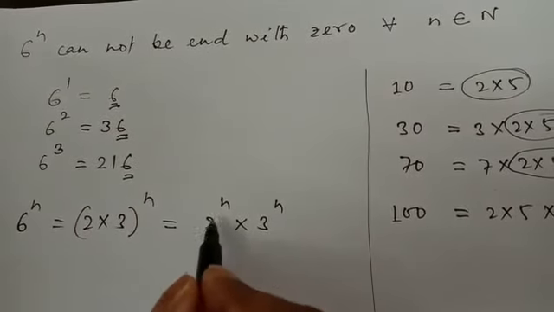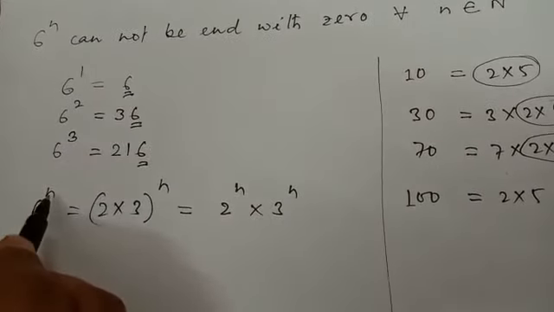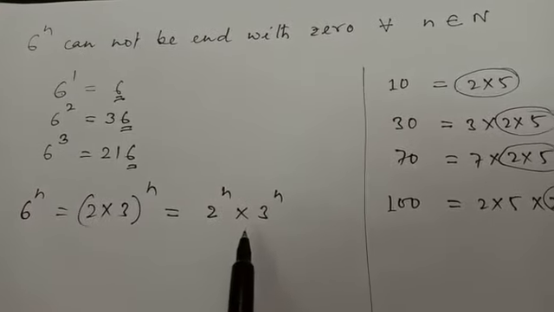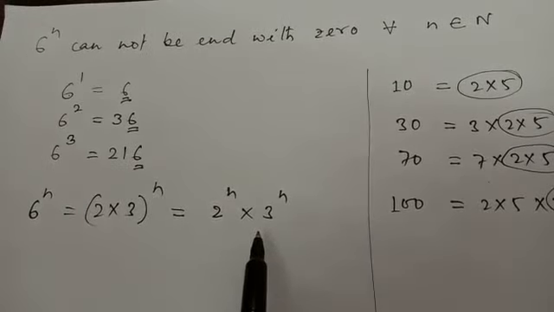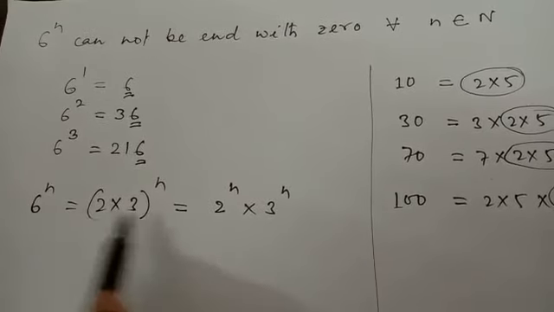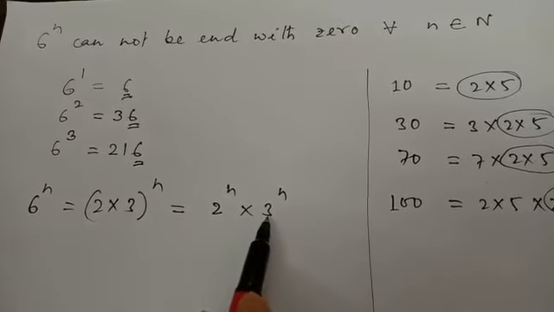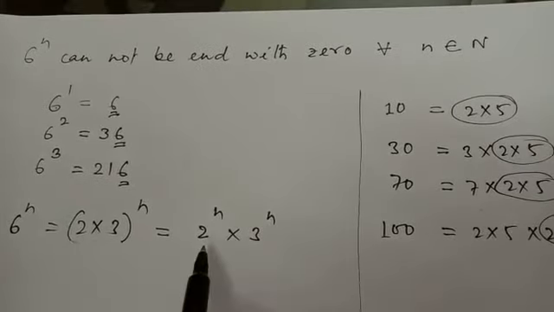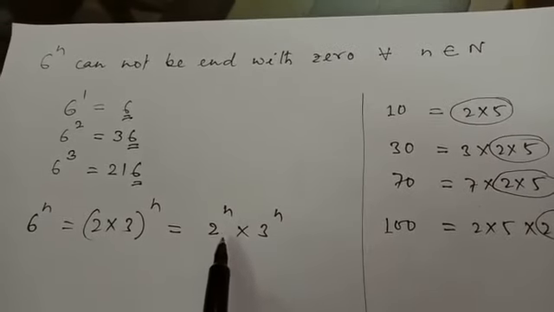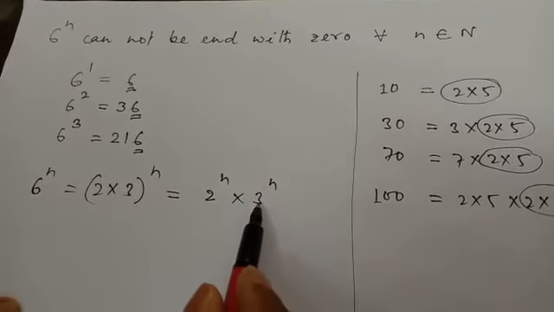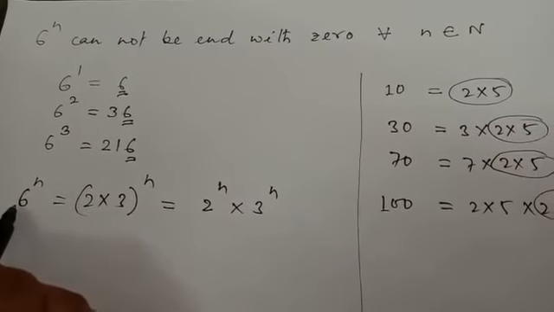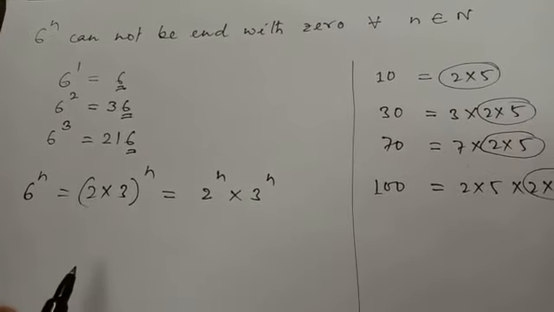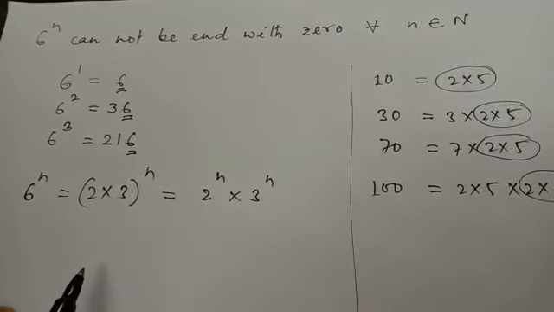Now how do you know that 6 to the power n has only the prime factors 2 and 3? By the fundamental theorem of arithmetic, we know that every composite number has a unique prime factorization. So it is clear that 6 to the power n cannot have any other prime factor except 2 and 3. So 6 to the power n cannot have a factor 5, and without 5 it cannot end with 0. So now it is clear to you.